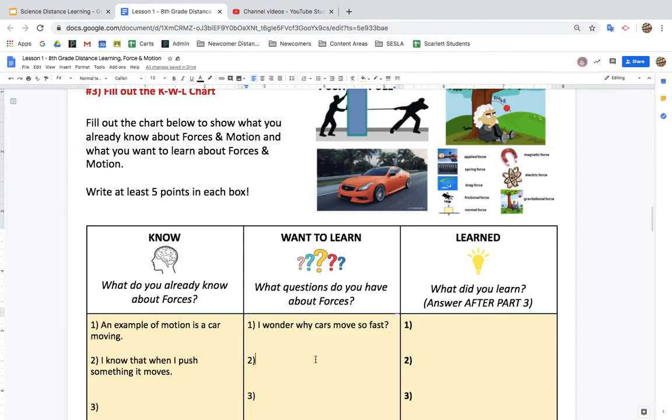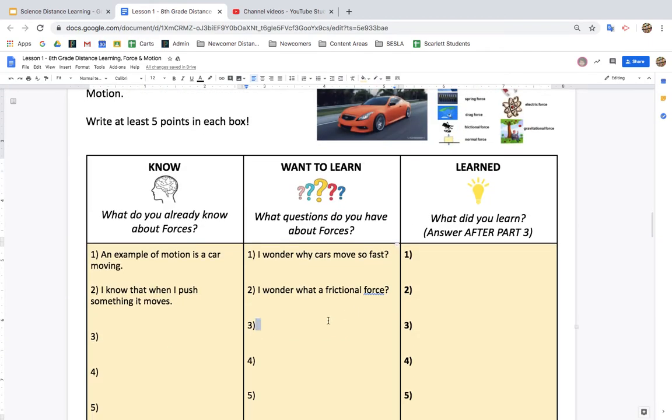Or I might say, I wonder what a frictional force is. I'm looking here. I don't know what that is. See if you can come up with 3 more questions by yourself. Remember, you do not have to fill out the learned part yet.